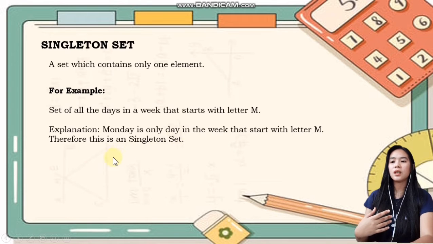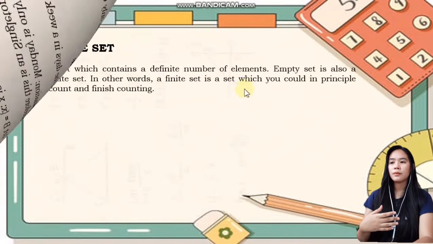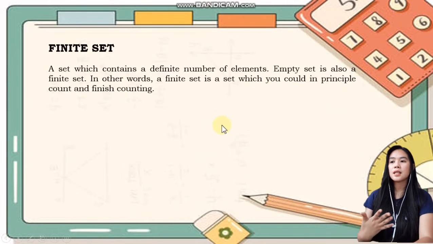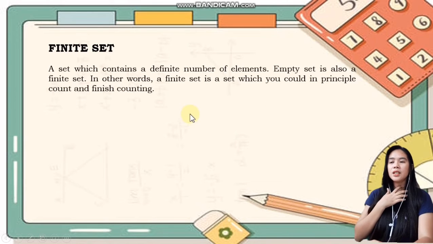Ilan bang days meron tayo sa isang linggo? 7. Pero isa lang na araw ang merong day na nagsa-start with letter M, which is Monday. And now, let's proceed to the finite set. A set which contains a definite number of elements. An empty set is also a finite set. In other words, a finite set is a set which you could in principle count and finish counting. Ayan, sa finite set, ang elements niya is kaya nating bilangin.